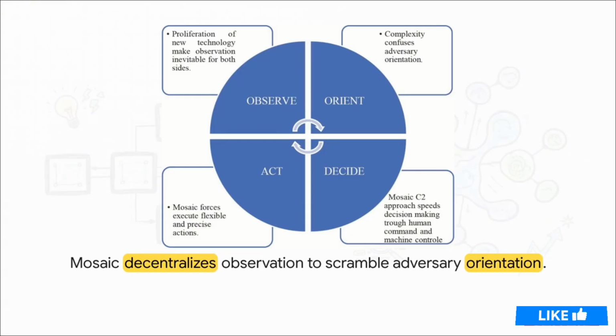And when you throw a vast network of automated mosaic systems into this loop, things get wild. You actively decentralize observation and decision-making. You're speeding up your own cycle through machine control, taking precise actions almost instantly. Meanwhile, this swarm of diverse, constantly reconfiguring tiles completely scrambles the adversary's orientation phase. They can't figure out your true intentions at all. It just leads to utter confusion on their end.